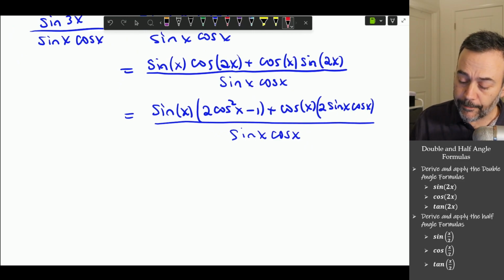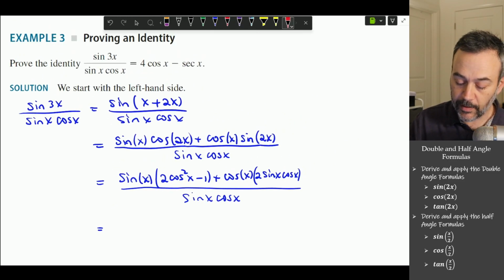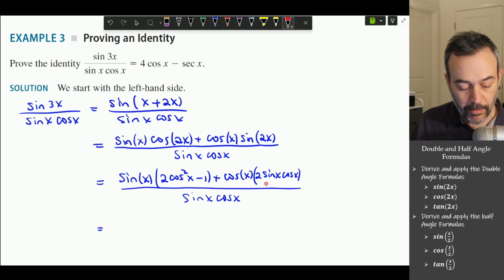And now, this one is a little bit tricky, but we can divide this bottom into here, and the sine x will cancel, and we can divide this bottom into here, and the cosine x will cancel. If you think ahead of where you're trying to go, this is 4 cos x, so I want the sine gone. And this is secant, so it would be nice. I noticed that this cosine's going to cancel, and this sine would cancel with that sine. And we will just have to see if we can make it work.